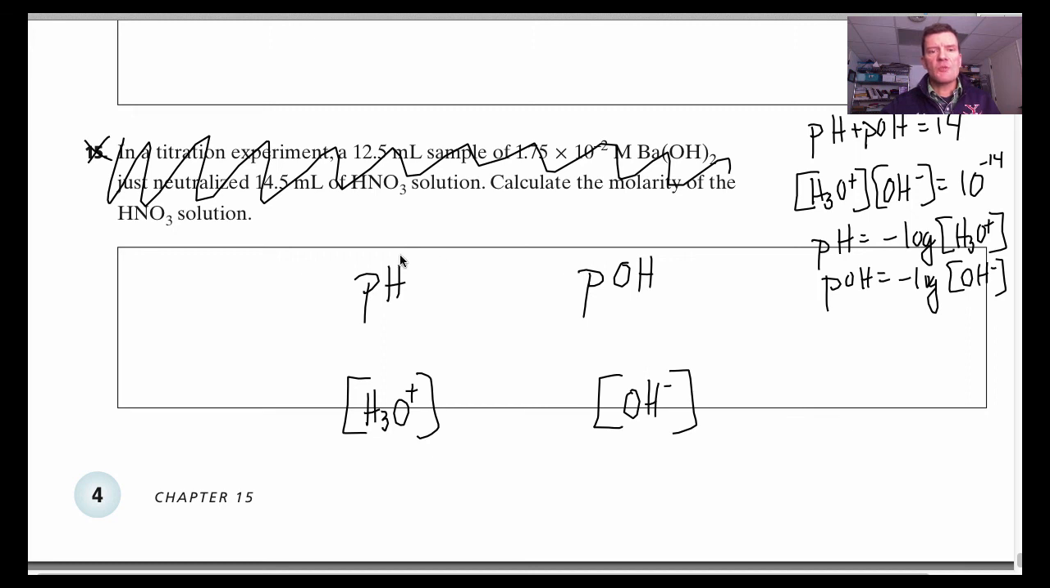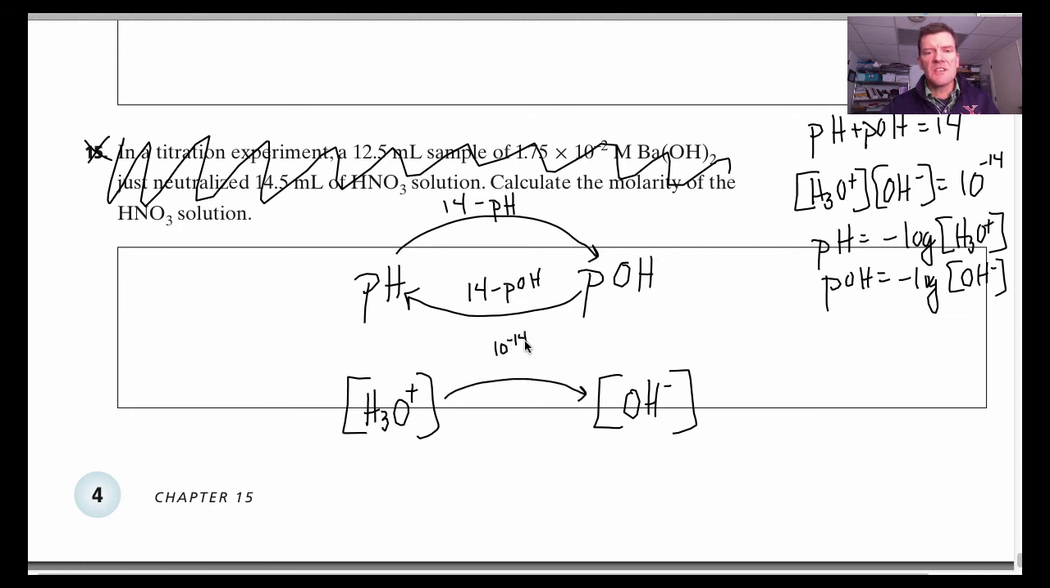Okay? So if you want to go between pH and pOH, all you have to do is know that they have to add up to 14. So if I want to go from pH to pOH, I take 14 minus the pH, and that gives me the pOH. Going back the other way, I'm going to take 14 minus pOH to give me pH. Between the concentrations, all I have to do is take 10 to the negative 14 and divide by the one that I know in order to get the other one. Here, going the other direction, I would take 10 to the negative 14 and divide by the concentration of hydroxide.